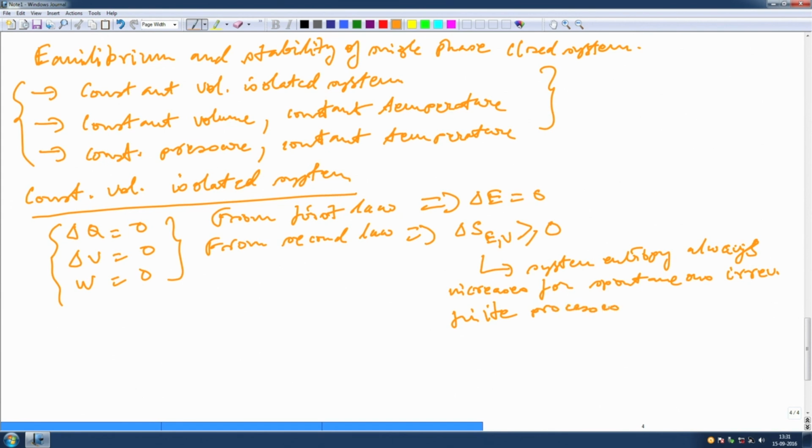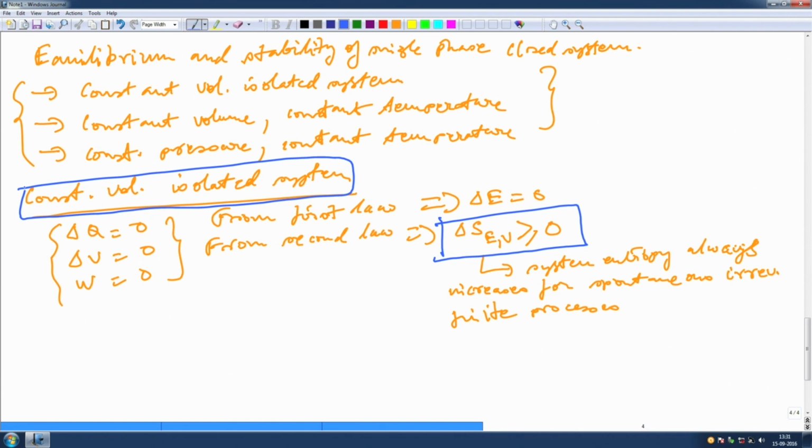Got it. So, that is very obvious that the entropy always increases. If I look at this, the entropy always increases for a system which is constant volume and isolated, if the process is spontaneous and irreversible, that is the important word, and finite. Then the system entropy will always increase. So, that is the stability criteria for a constant volume isolated system, right.